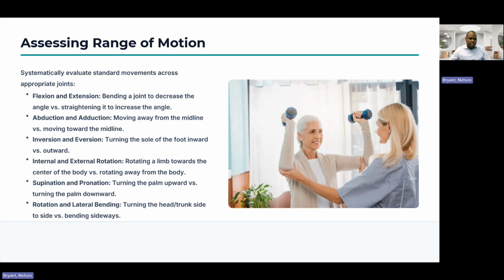So range of motion is an integral part of musculoskeletal assessment, as you are already aware. It involves assessing various joint movements: flexion, extension, abduction, and many others. You already know about them. And then what are we trying to achieve? See if there is any pain during active and passive movement.